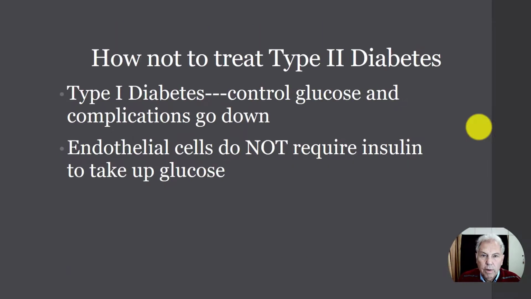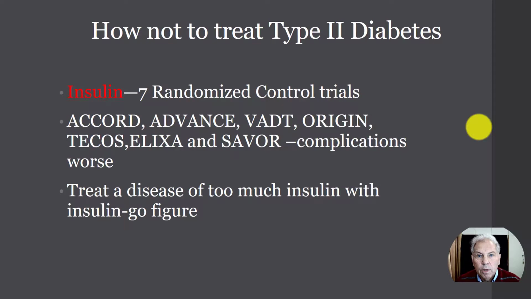So knowing all this, let's have a look how not to treat diabetes. So in type 1 diabetes, it was clearly shown that you control the glucose, bring the HbA1c down, and the complications go down. This makes sense because vascular endothelial cells do not need insulin to take up glucose. So the less glucose in the blood, the less the endothelium will be damaged.